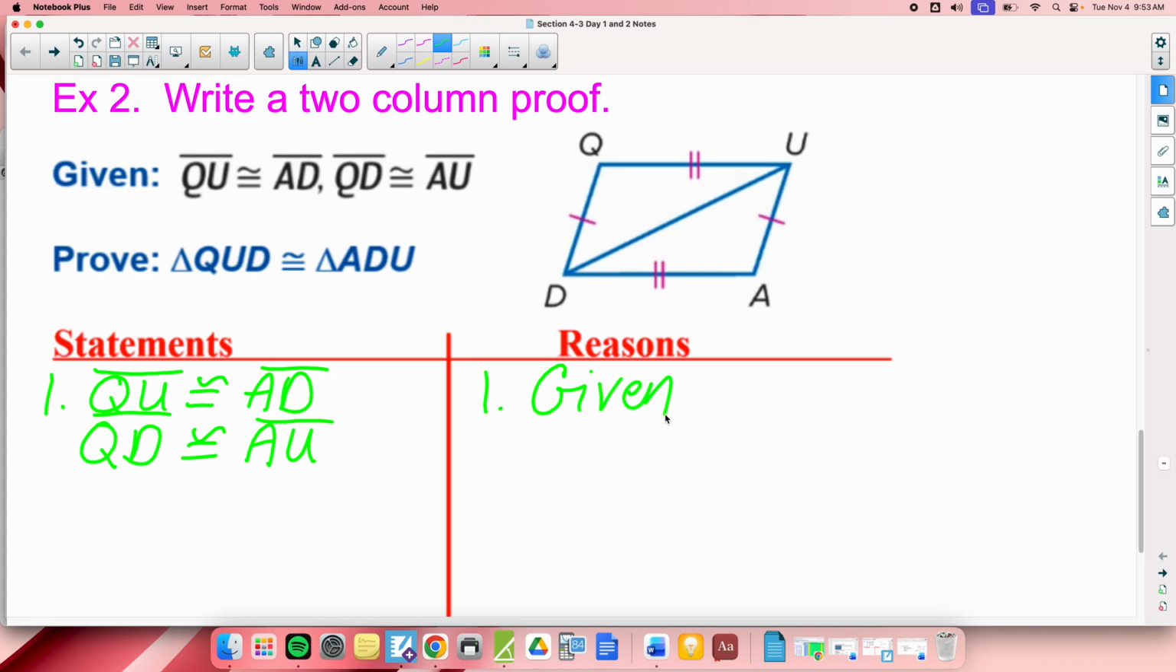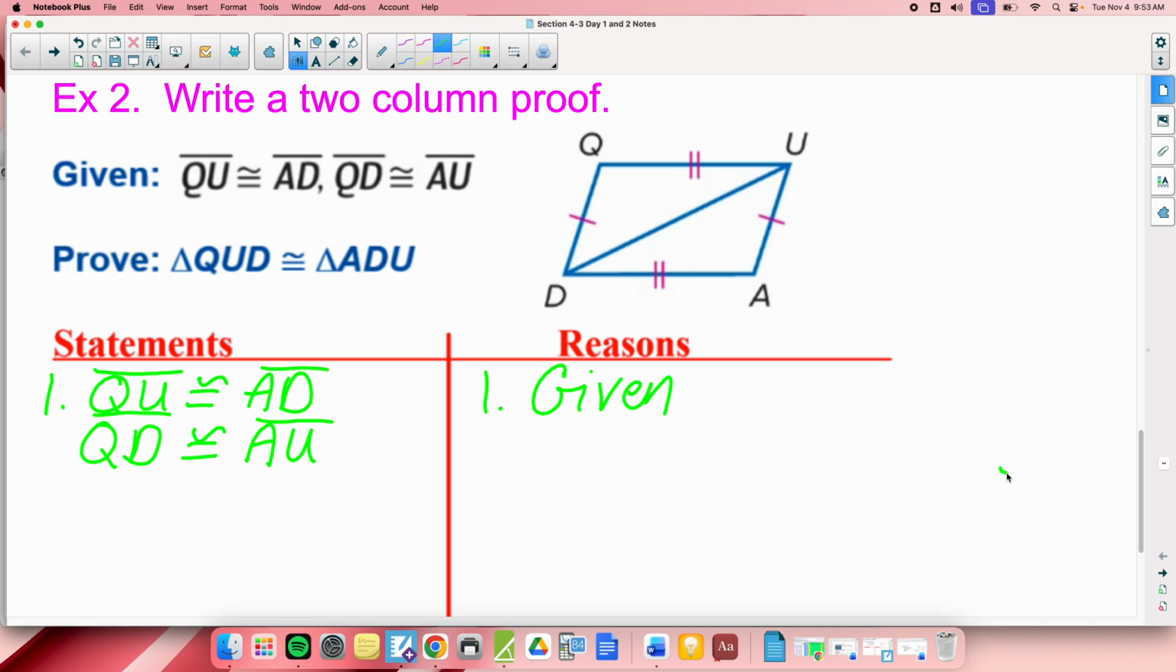Now I did type your problems up today. I haven't done that in the past. But if you were doing this in the book, you'd have to write down given, prove, statements, reasons, but I'll try to print or copy worksheets if I can.